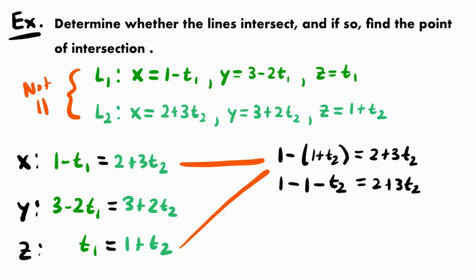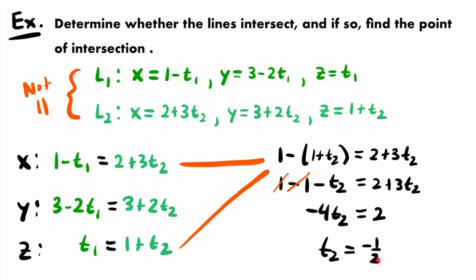And then 1 minus 1 is 0. So those two values cancel out. And so we have negative t2 is equal to 2 plus 3 times t2. If I subtract 3t2 from both sides of the equation, that will give me negative 4 t2 is equal to 2. And then to solve for t2, we can divide both sides by negative 4, and that will give us that t2 is equal to negative 1/2.